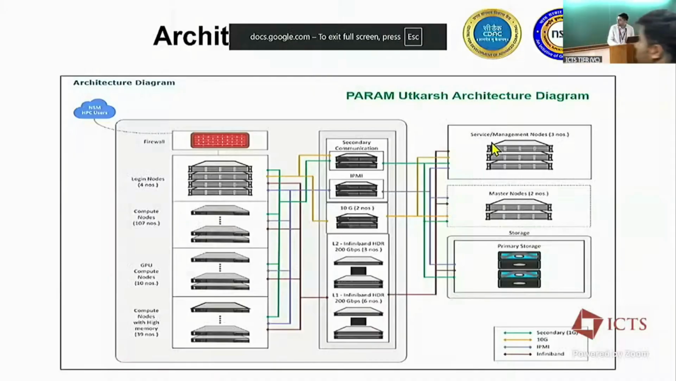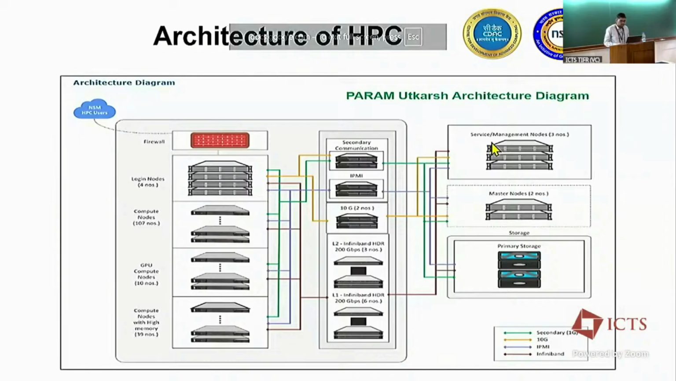I hope that you can see my screen, right? So this is the architecture of Param supercomputers. Basically, here is the user. You can log in and authenticate through the firewall. Then you first log in on the login nodes, where you can compile your codes and do file creation and all that. So this is the basic high performance computing architecture.